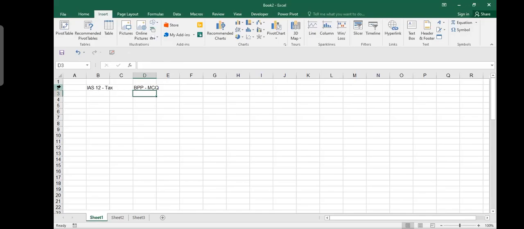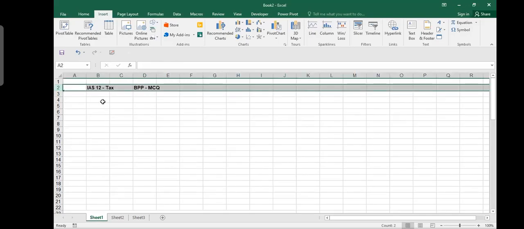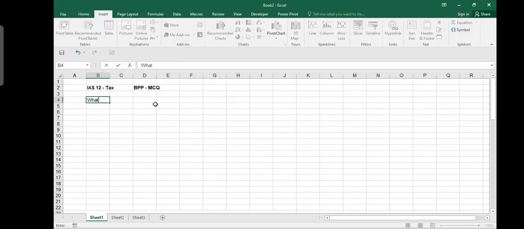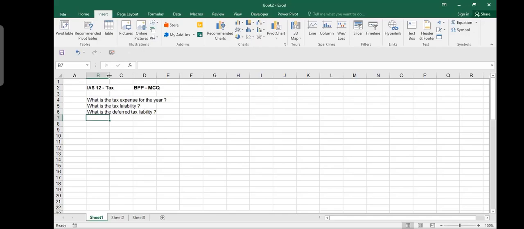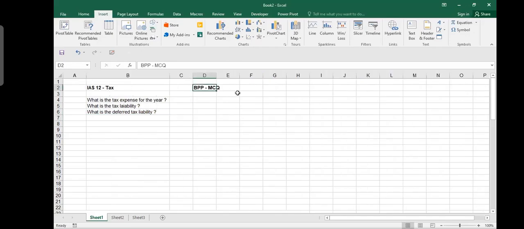Now, before I start, let me tell you what type of questions they will ask you. They will give you some data, and they will ask you questions. What is the tax expense for the year? This is one question which they may ask you. Or they will ask what is the tax liability? This is another question. Or they will ask what is the deferred tax liability. So these three things typically are there in questions: tax expense for the year, the tax liability, and the deferred tax liability.